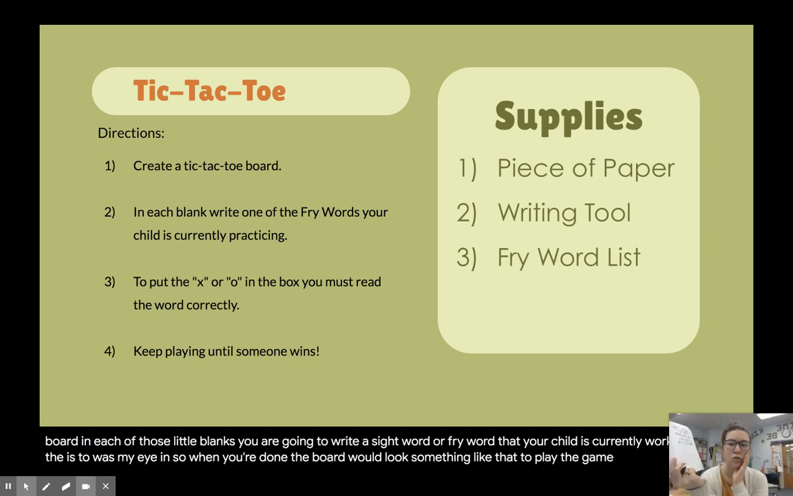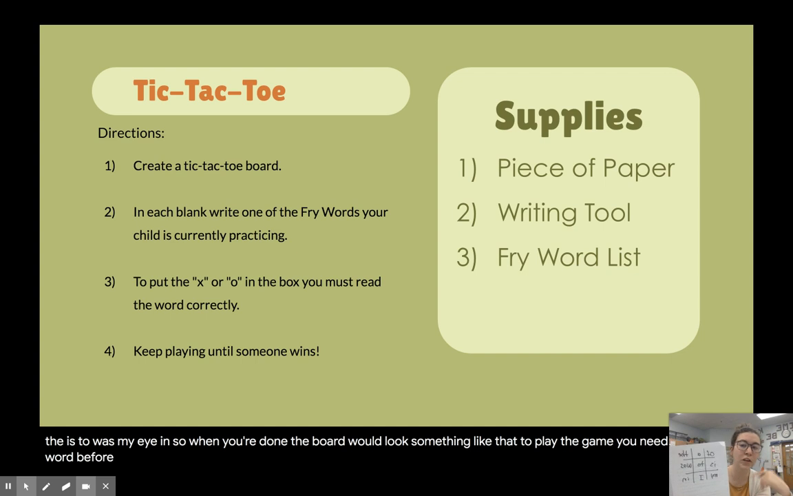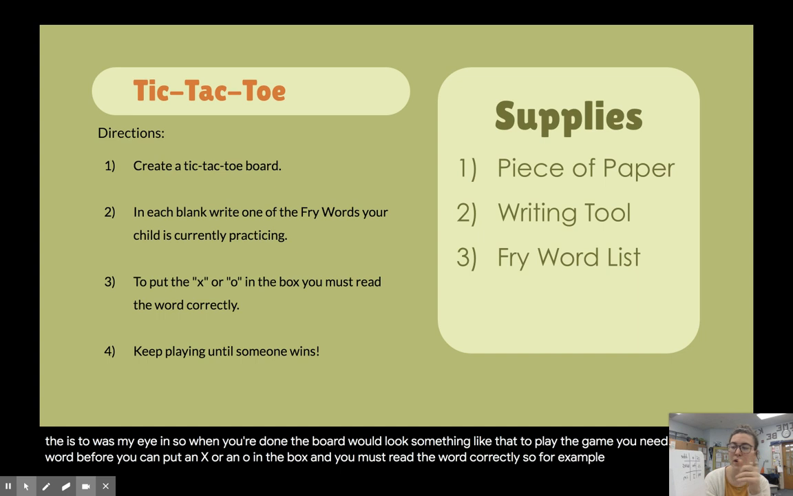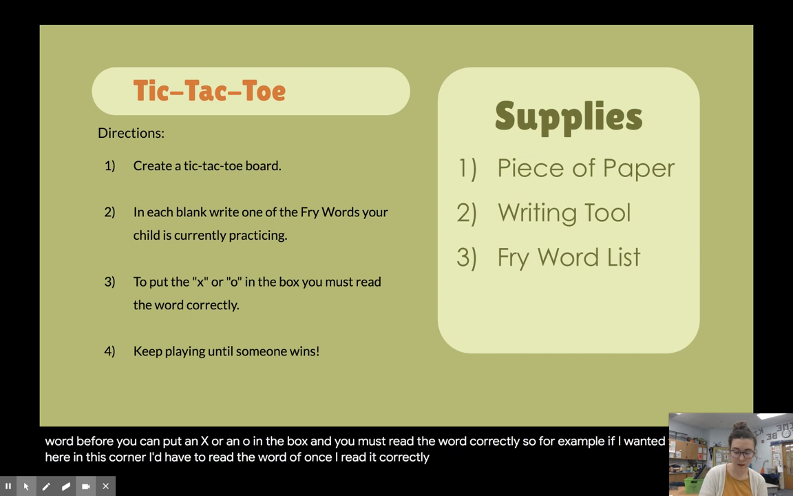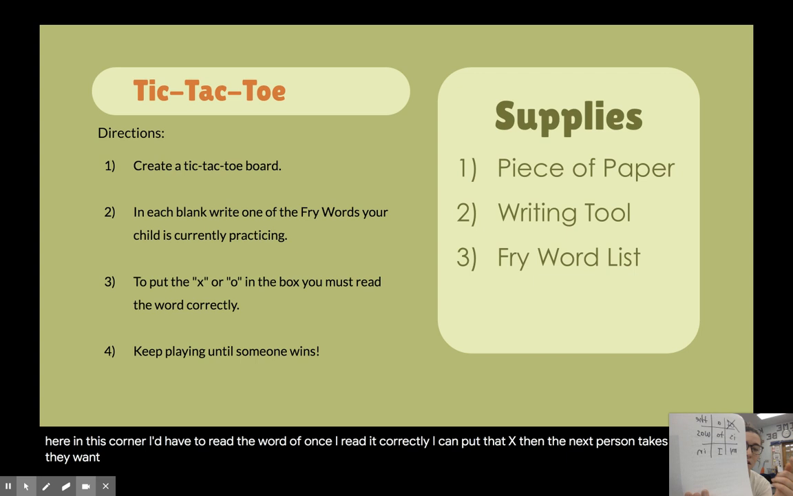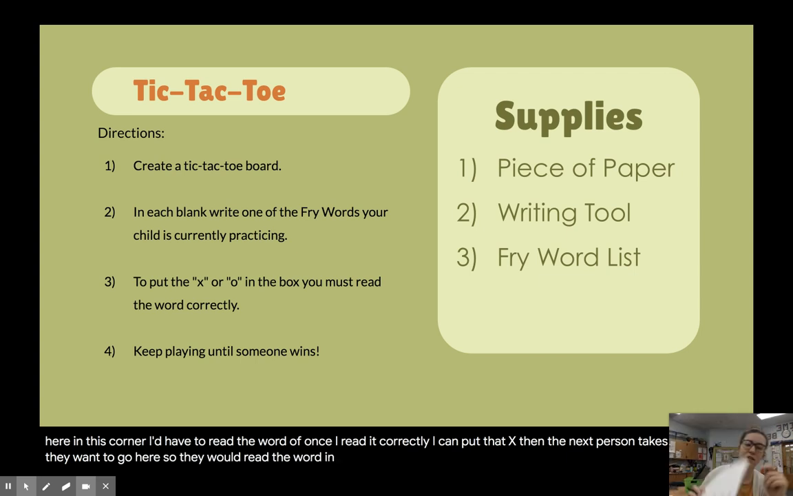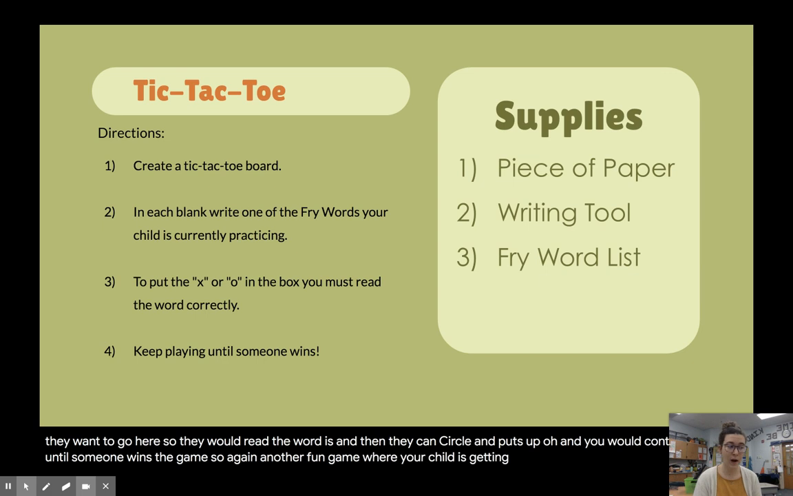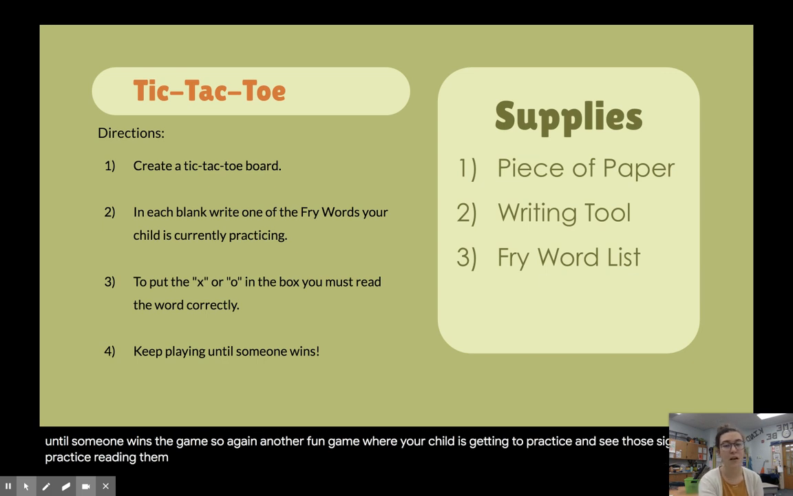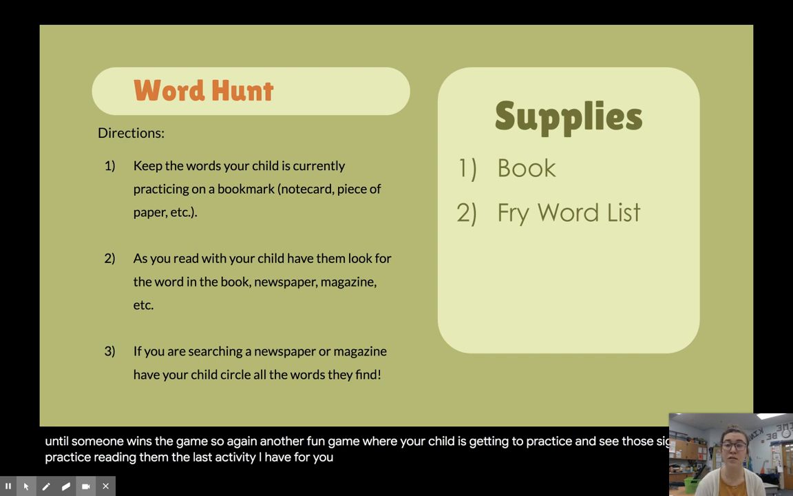To play the game, you need to read the word before you can put an X or an O in the box, and you must read the word correctly. So for example, if I wanted to go right up here in this corner, I'd have to read the word of. Once I read it correctly, I can put the X. Then the next person takes their turn and they want to go here. So they would read the word is, and then they can circle and put the O. And you would continue playing until someone wins the game. So again, another fun game where your child is getting to practice and see those sight words and practice reading them. The last activity I have for you is called the word hunt.